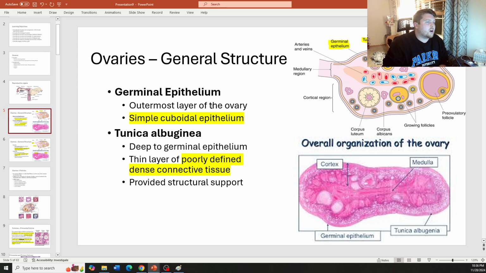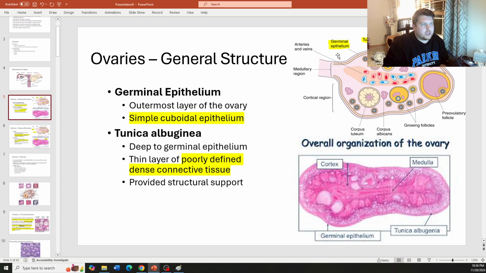Okay, so we're going to start with the ovaries. In general, the outermost layer has a germinal epithelium. This is a simple cuboidal epithelium. It's just a single layer of cells all the way around the entire ovary. The next layer is the tunica albuginea. This is a little bit deeper. It's a thin layer of poorly defined, dense connective tissue for structural support. So we can see that germinal layer on top, and the tunica underneath.